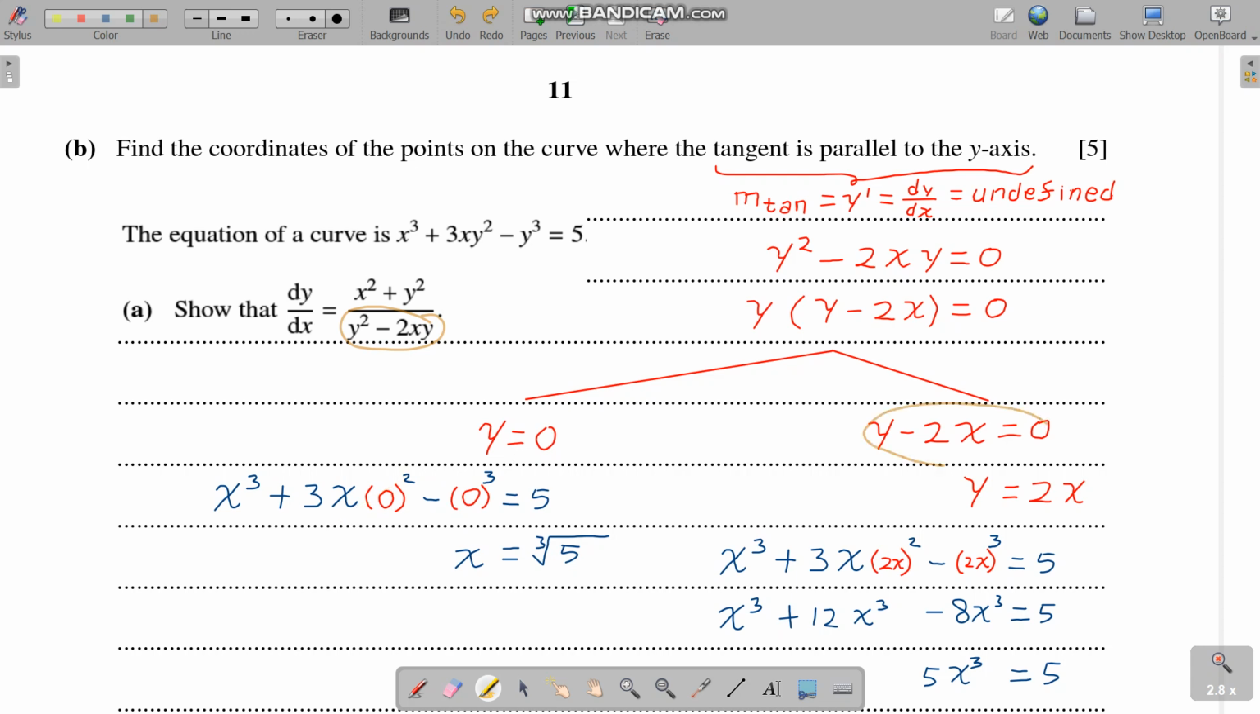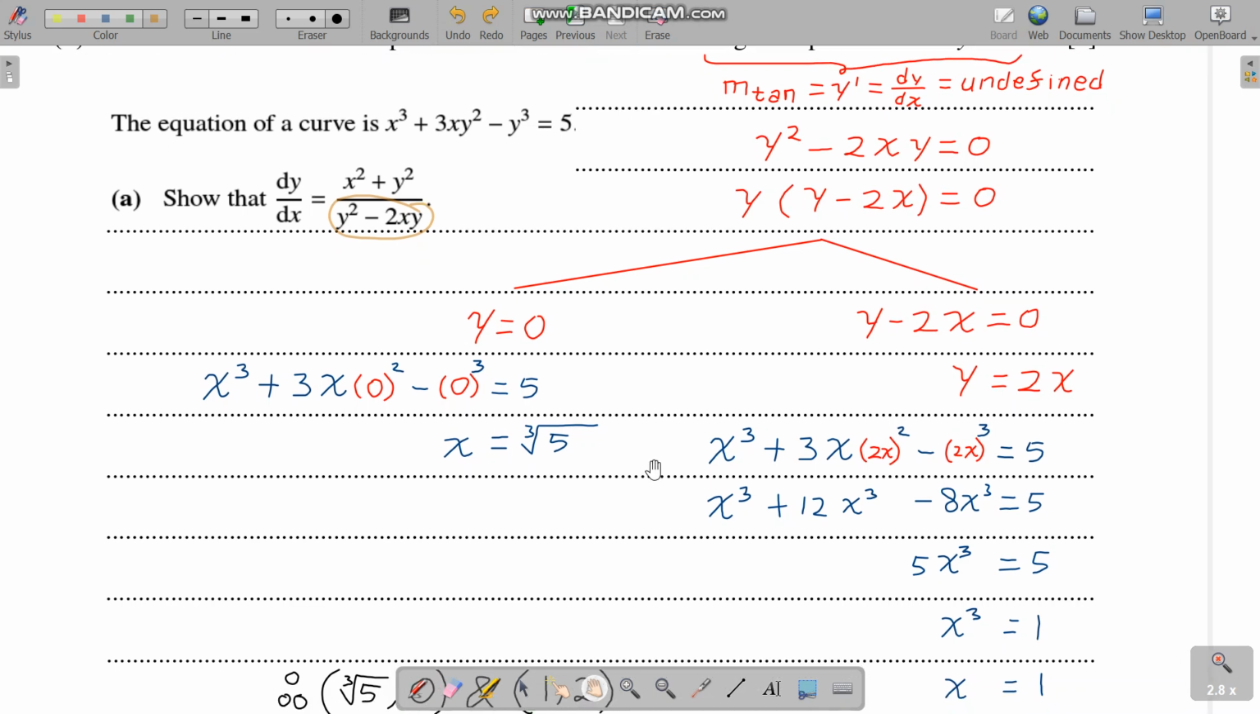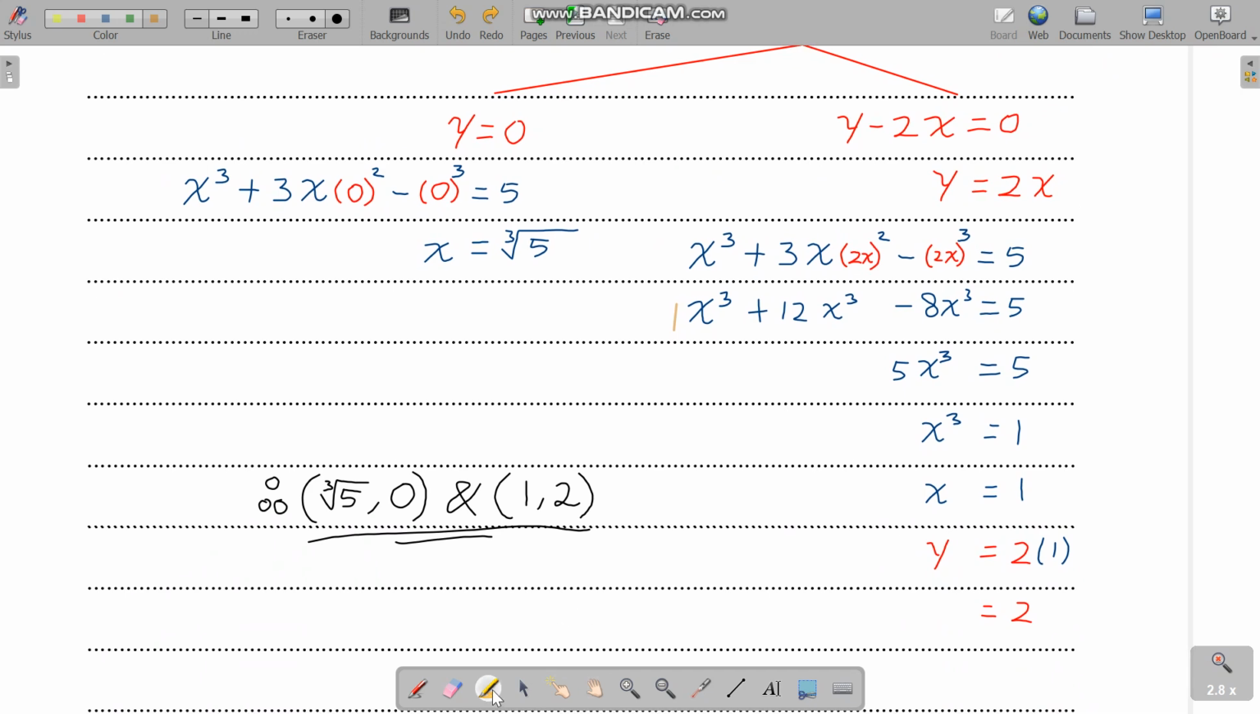Now, when y minus 2x equals 0, y equals 2x. We plug y equals 2x into the curve equation to find the x and y coordinates. So we replace the y with 2x. Here we have 4x squared times 3x, 12x cubed, and this is 8x cubed. And we have 1 plus 12 minus 8, which is 5, and divide both sides by 5, take the cube root, therefore x is 1.